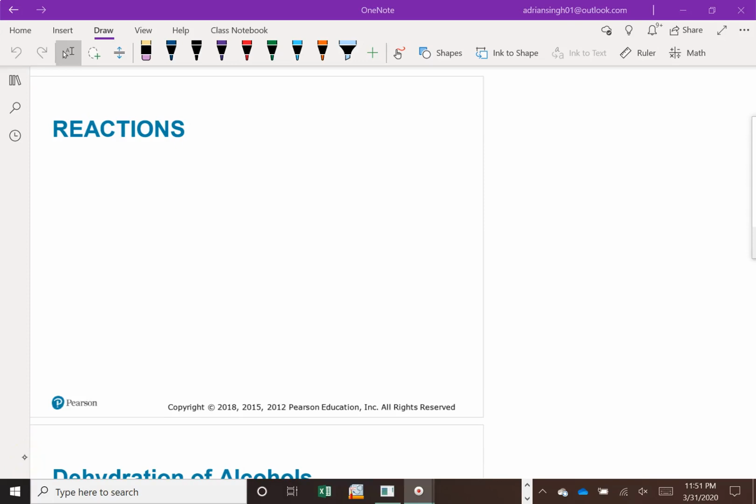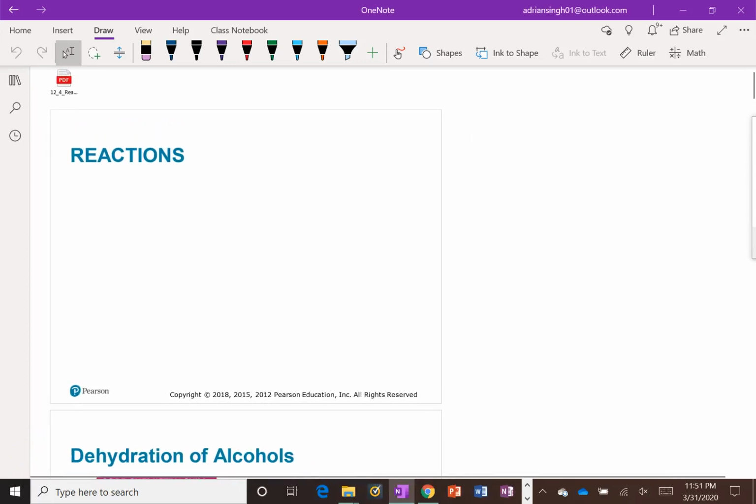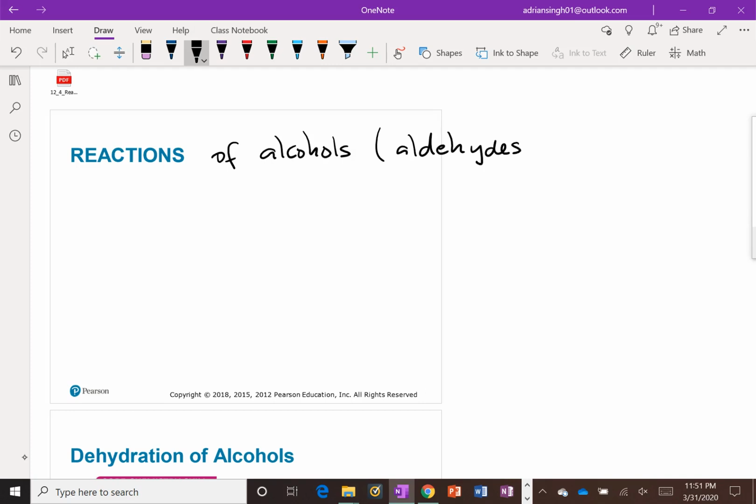Okay, so in the last section here of chapter 12, we're going to be taking a look at some of the main reactions of alcohols, and then also by extension aldehydes and ketones as well. And we're going to see why we had first of all talked about identifying an alcohol as being primary, secondary, or tertiary in the first place.